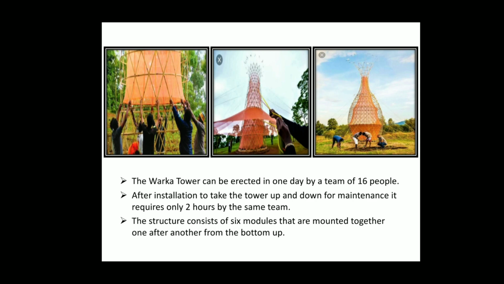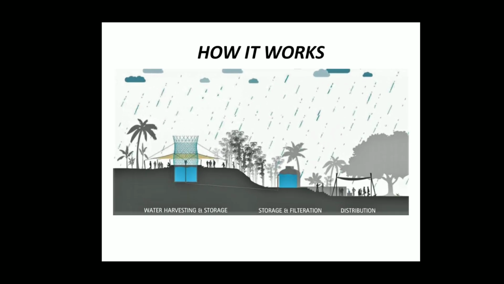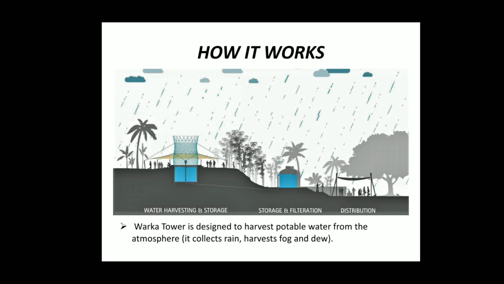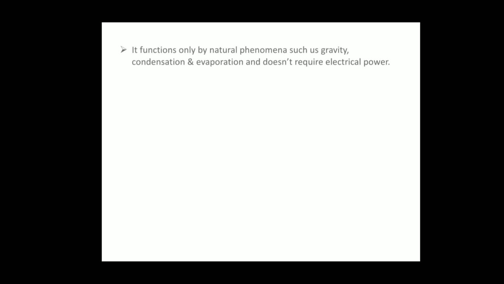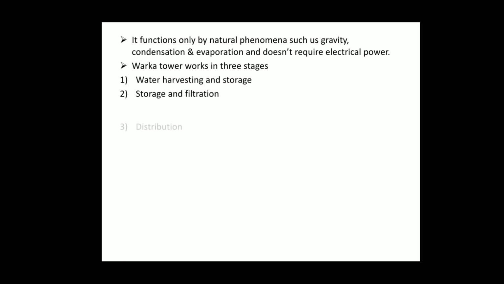Now let's see how the Warka Tower works. This Warka Tower is designed to harvest potable water from the atmosphere. It collects rain, harvests fog and dew. It functions only by natural phenomena such as gravity, condensation and evaporation and does not require electrical power. This Warka Tower works in 3 stages. First, water harvesting and storage, then filtration, and finally distribution.